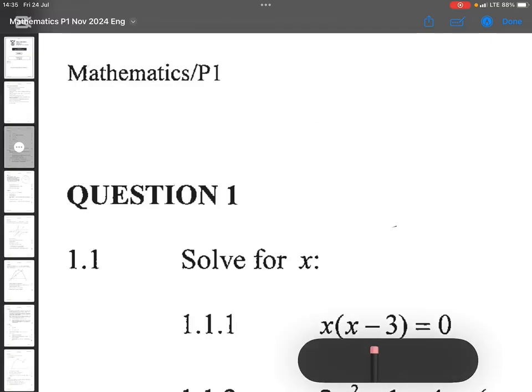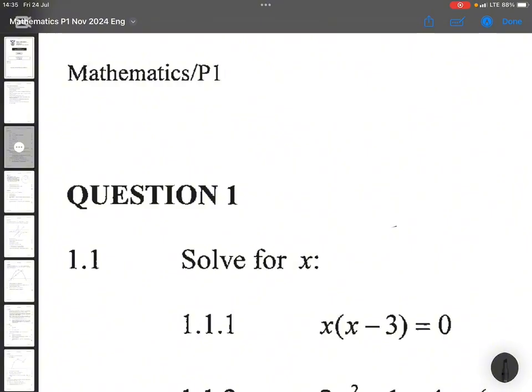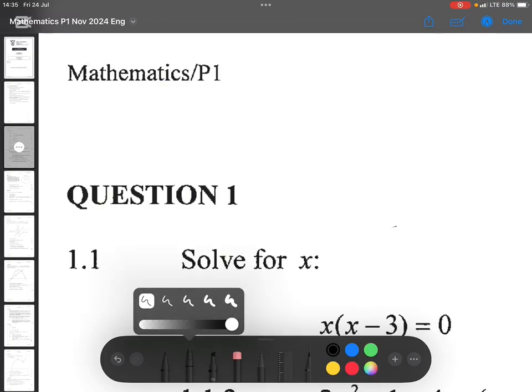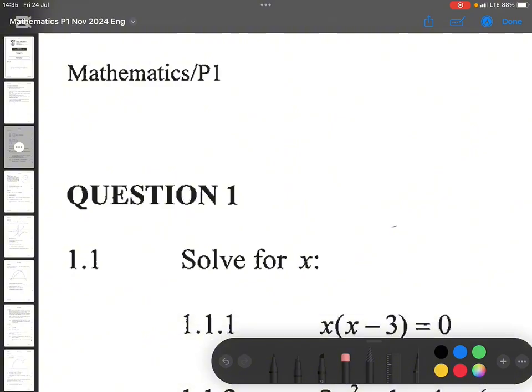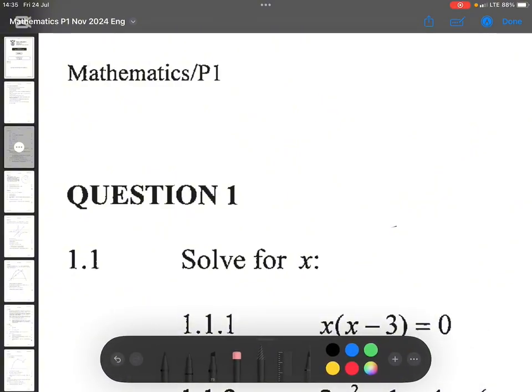Hold on. Let me use a very smooth pen. Let me try this out. Hold on. x into x minus 3 equals 0.